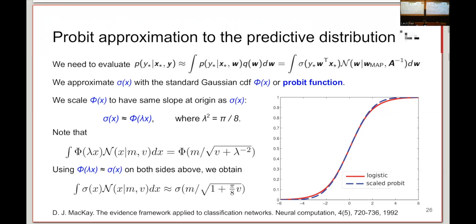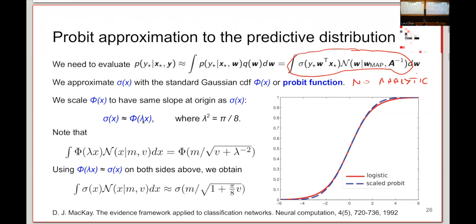So this thing here is not analytic. And this means we need to do approximations here. We are going to do an approximation that was also used, and we are going to use it later with the neural networks. The idea is that the logistic function is actually very similar to the probit function. The probit function is the cumulative distribution of a Gaussian, and the two are actually very similar. What we are going to do is scale our probit function with some coefficient here, lambda, so that the two are very similar to each other.